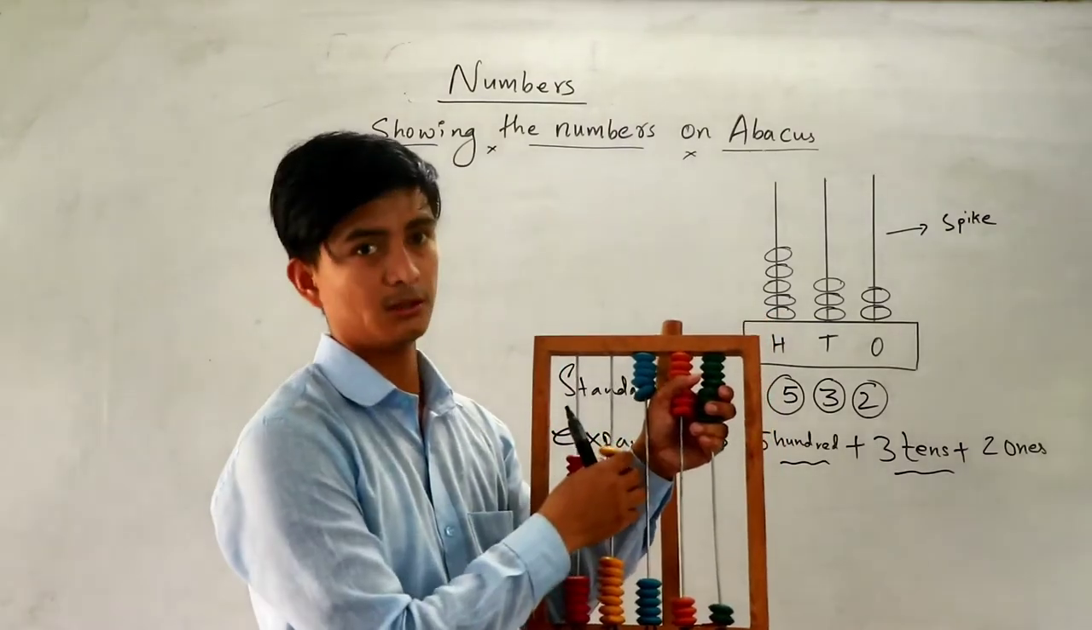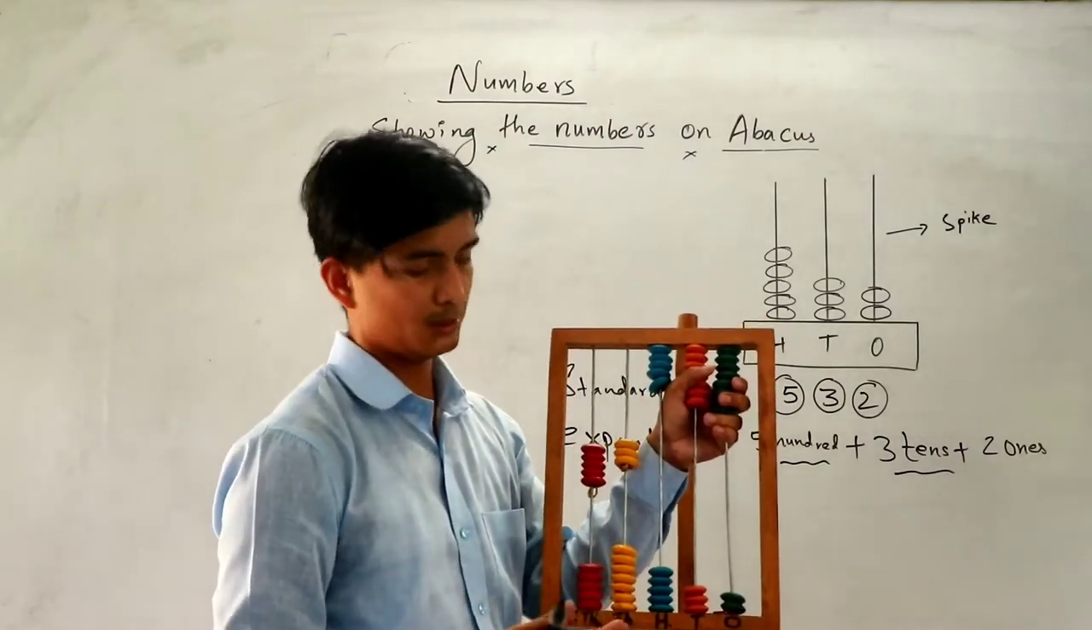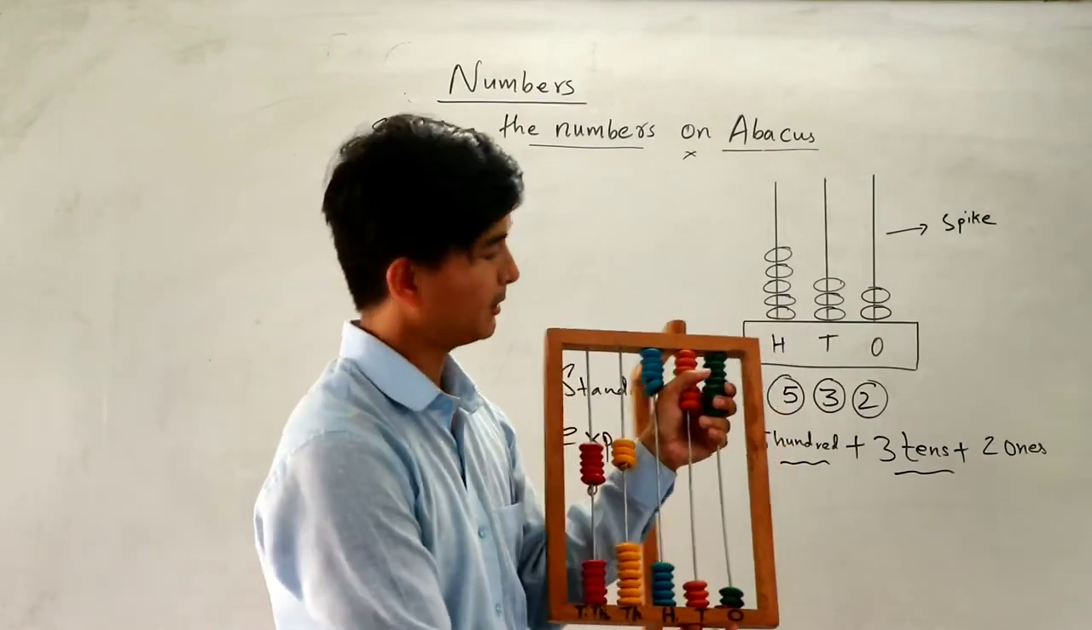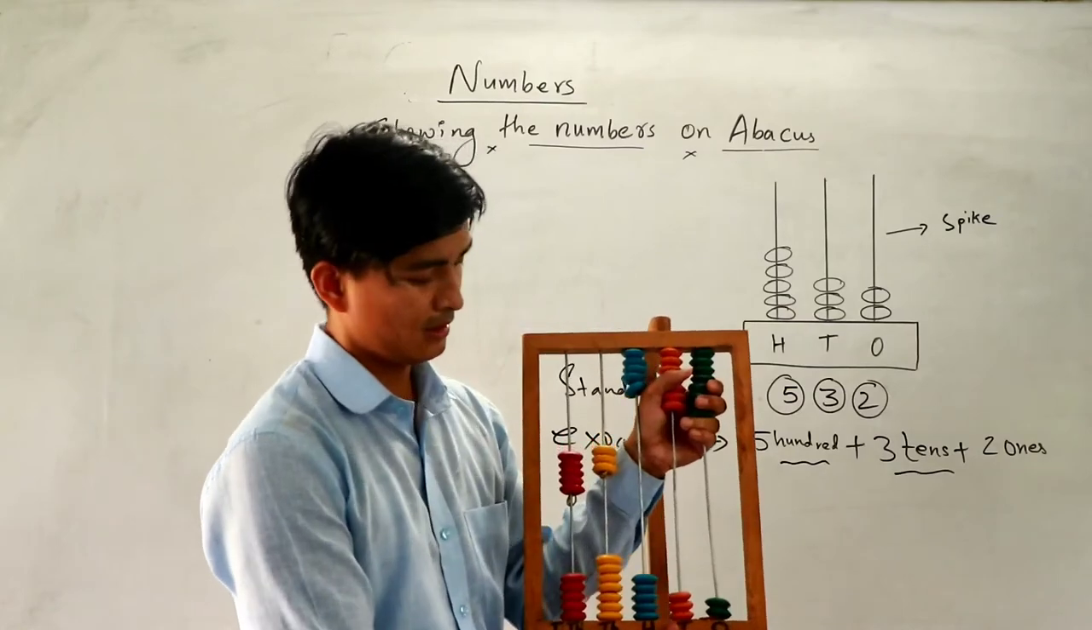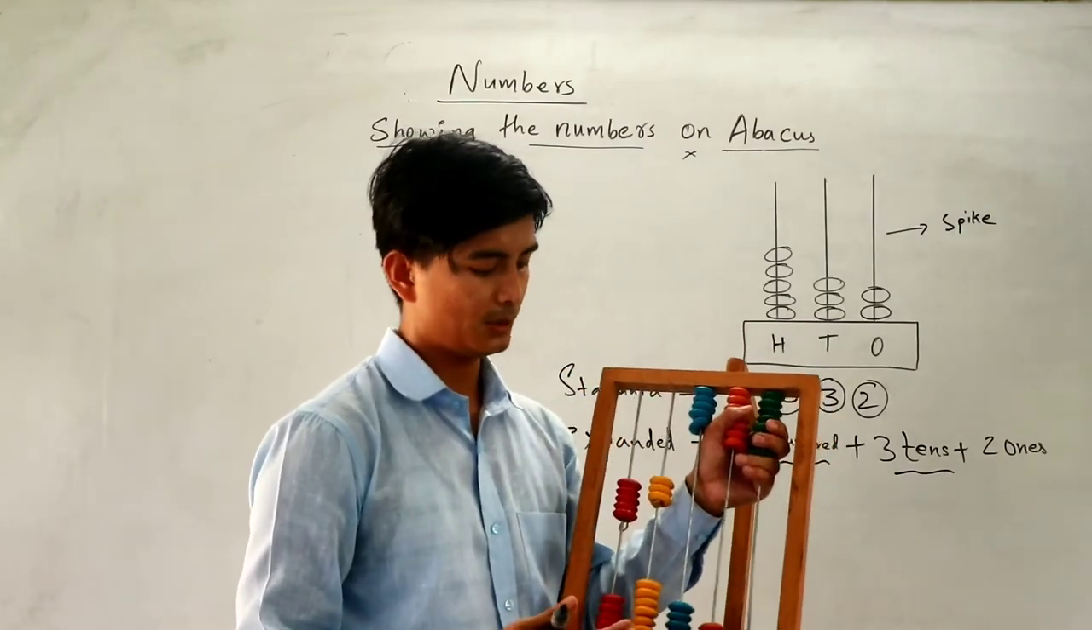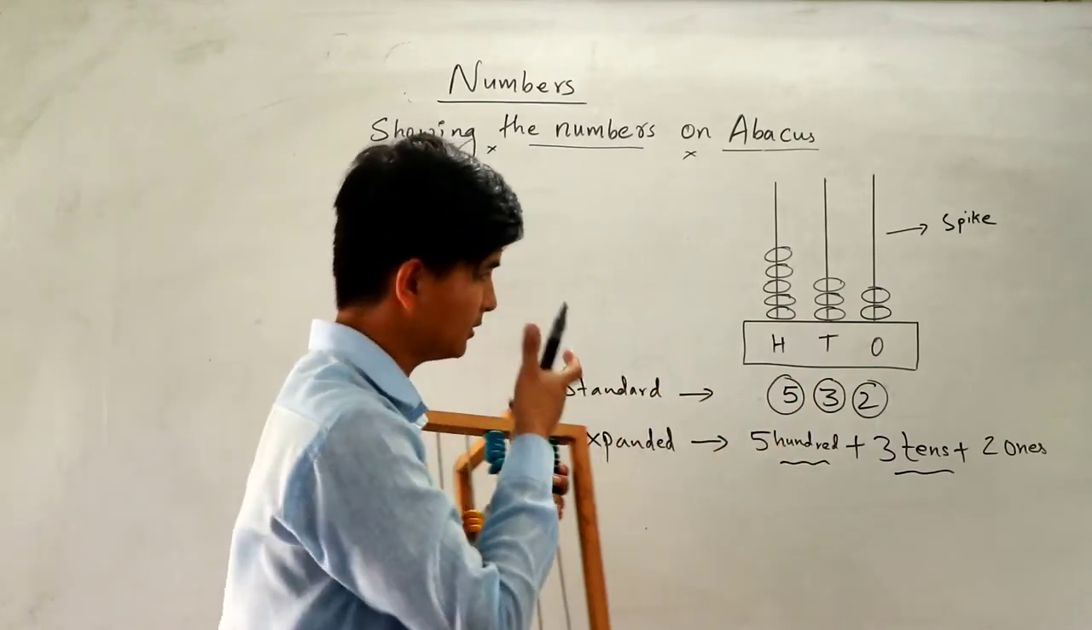You will be able to learn in previous lesson, you can learn up to here. So in 1s it is 2, in 10s it is 3, and in 100 place we have got 500. Okay, so like this you can count the other number as well.